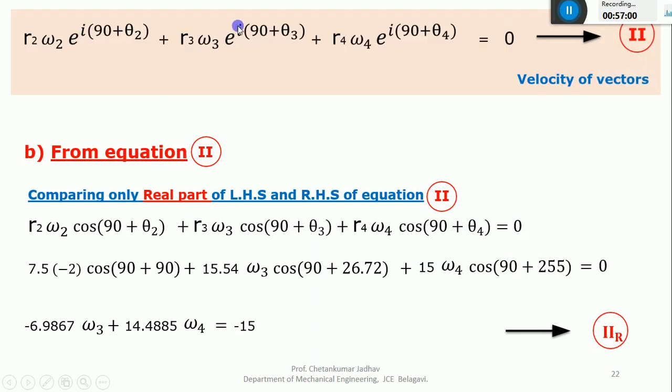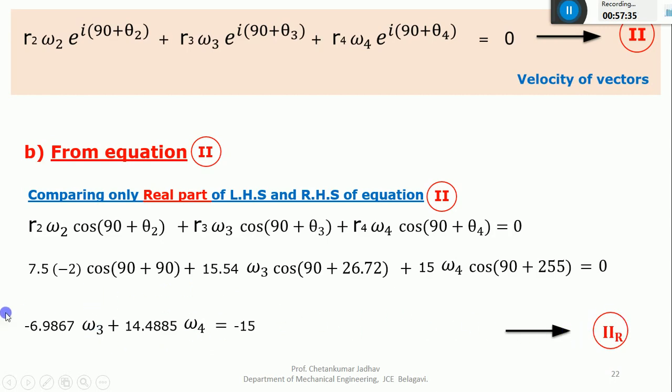So we are comparing the real part of equation number 2. That is R2 omega 2 cos(90 + theta 2) + R3 omega 3 cos(90 + theta 3) + R4 omega 4 cos(90 + theta 4), and this for the RHS. Substitute the values of R2 omega 2, and if you know R3, just substitute. You don't know the value of omega 3, you need to find that out. Keep it as it is. You know R4 length is 15, omega 4 is unknown, just keep it as it is. You know theta 4. Substitute the values. After simplifying this equation, you'll get one more equation with unknowns omega 3 and omega 4.